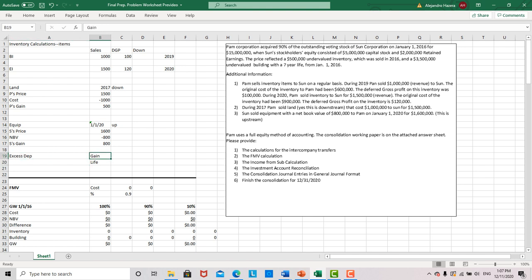So you're going to have to back it out in the consolidation. However, when you have a loss, you're writing the asset down, which means you're going to have too little depreciation, which means you're going to have to add depreciation back. So remember what I'm telling you here, folks. If you have a gain, you're going to have too much depreciation, and you're going to have to back out the depreciation in the consolidation. If you have a loss, you're going to have too little depreciation, and you're going to have to add that depreciation back in the consolidation. So here we have a gain of $800,000.